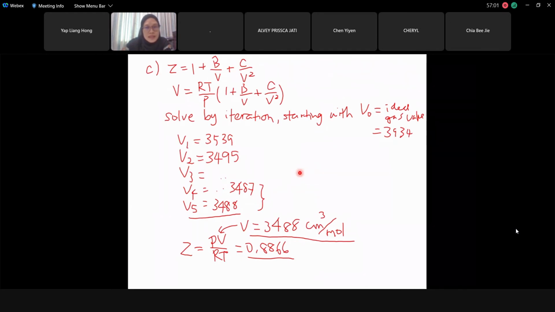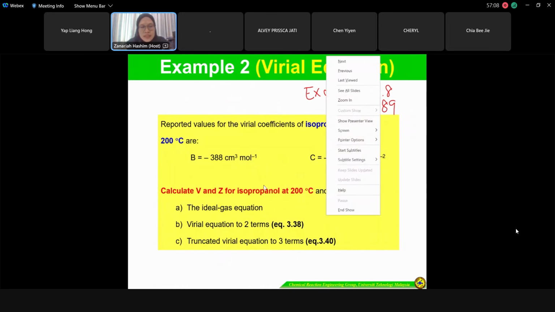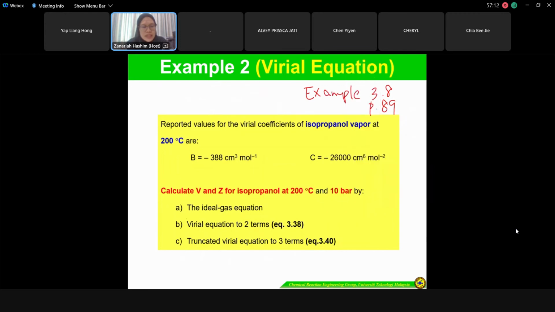Oh, okay. I think I only have here the solution for C. Anyway, the calculation for A and B is actually straightforward. So for A, for the ideal gas, you can just use PV equals RT. And of course, for the ideal gas, Z equals 1. So you can calculate V from this. V equals RT over P. You just substitute the temperature and the pressure. Yes, I will just write the answer from the textbook. So V equals RT over P, which equals 3934.